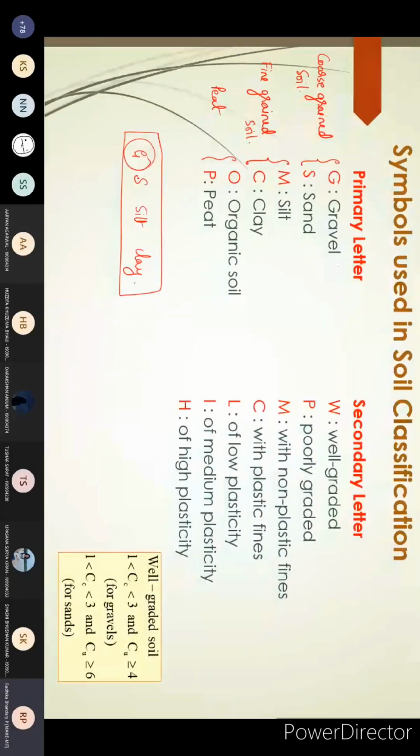After that we use one more secondary letter to classify coarse grain and fine grain. When it is coarse grain soil, we use these four symbols, that is well graded, poorly graded, non-plastic fines and with plastic fines. So this is for coarse grain soil.